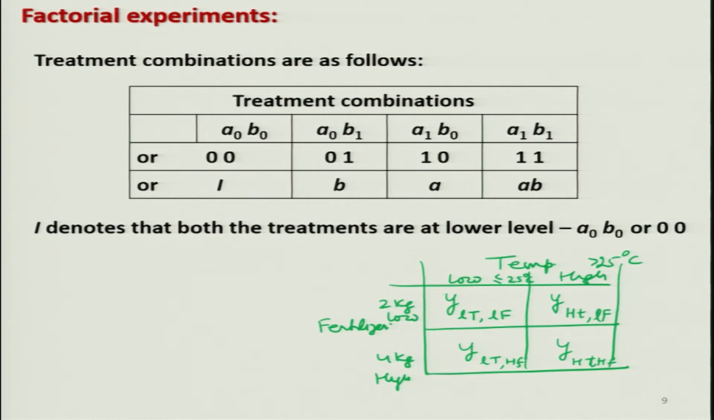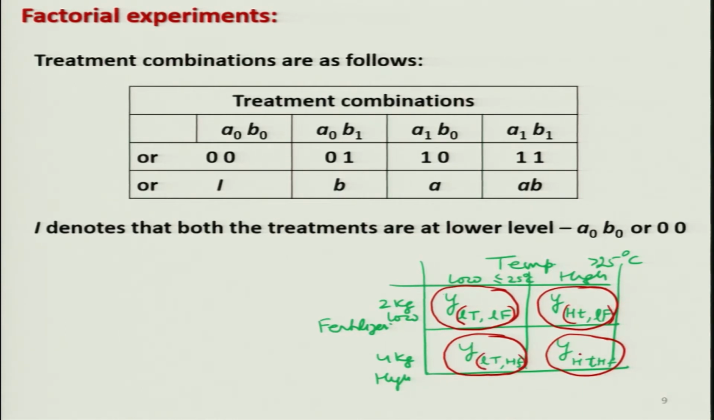So now you can see you have considered low temperature and low fertilizer, high temperature, low fertilizer, low temperature, higher fertilizer, and higher temperature, higher fertilizer. So, these are the 4 treatment combinations that you have considered. And now, whatever are the outcomes of these combinations, we can indicate them by writing those treatment combinations inside the bracket, like here.